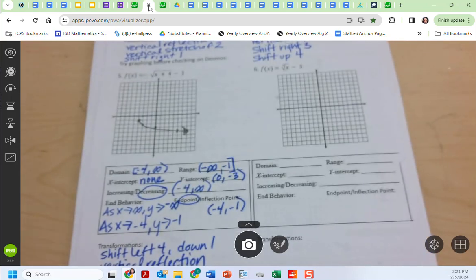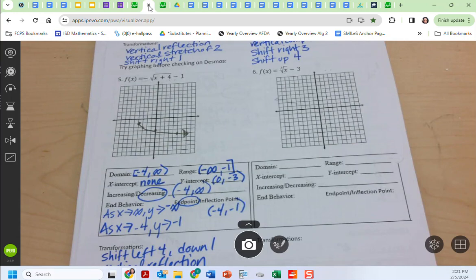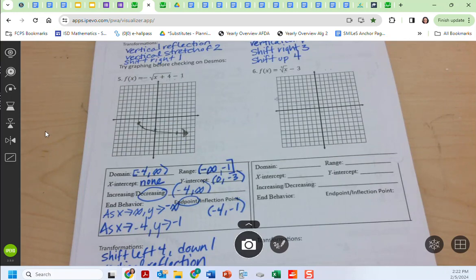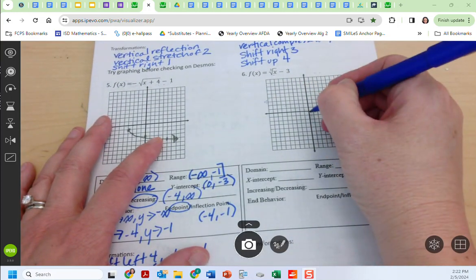Looking at number 6, what is the transformation that's going to happen to our cube root function? Is it stretched? Does it shift down? Does it shift up? Does it shift left? Does it shift right? Does it reflect? What is it? I heard one vote for shift down. I see one agreeing. Anybody else? 2 agreeing? Yeah. All right. So this one has a point of inflection that's going to shift down 3.